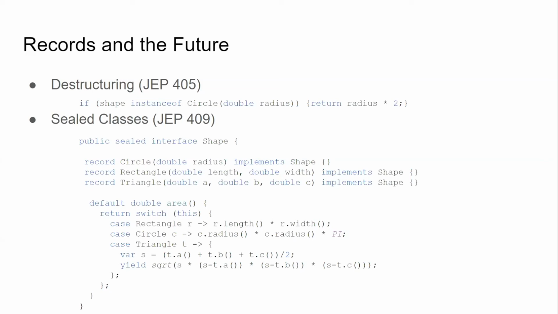In this example, we have defined a shape interface, three record implementations, and a default method to calculate the area based on the type of shape we're using. If we were to add a new shape record interface implementation in the future, until we add to the switch statement a case for that new record type, then it will be a compile error in Java.